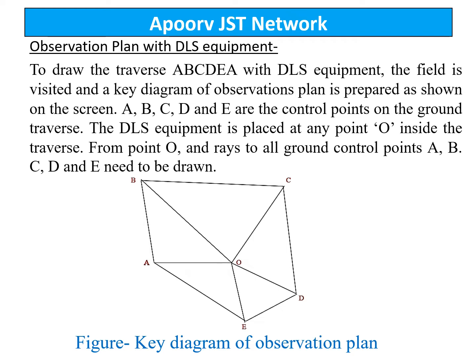Observation plan with DLS equipment. To draw the traverse plan with DLS equipment, the field is visited and a key diagram of the observation plan is prepared as shown on the screen. A, B, C, D and E are the control points on the ground traverse. The DLS equipment is placed at any point O inside the traverse. From point O, rays to all ground control points A, B, C, D and E need to be drawn.